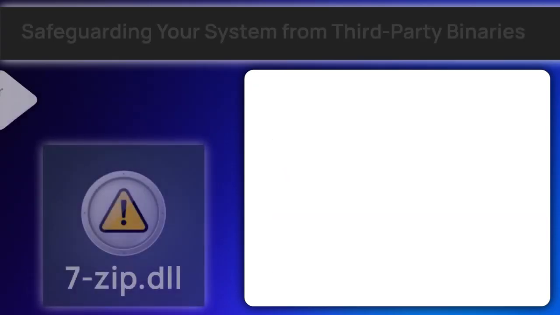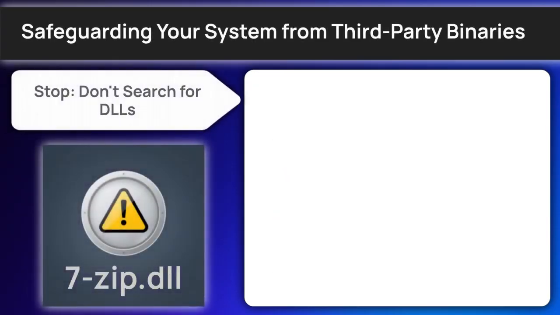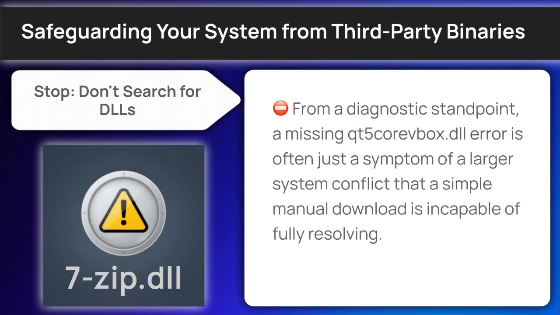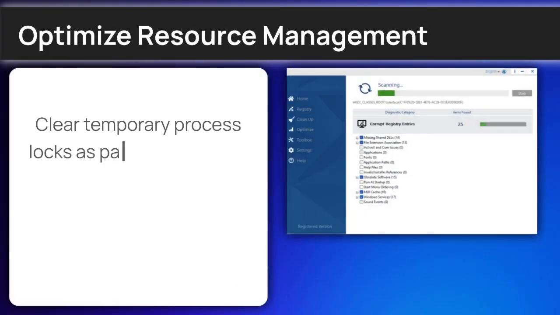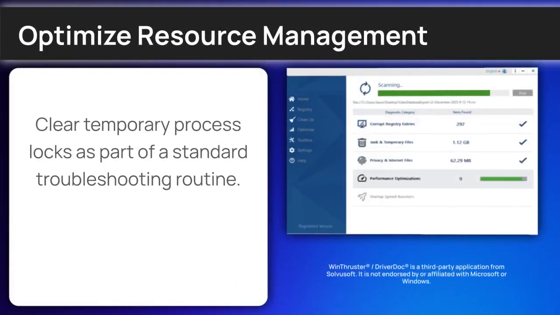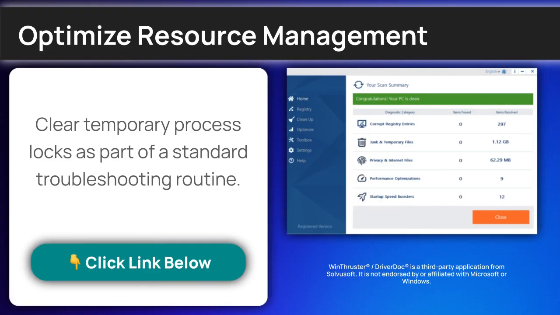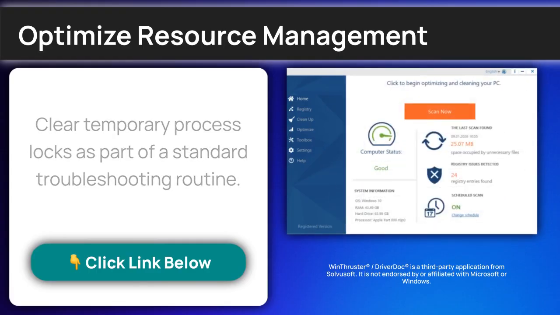Before you proceed, let's touch on the essential safety standards for handling shared library files. From a diagnostic standpoint, a missing 7-Zip library DLL error is often just a symptom of a larger system conflict that a simple manual download is incapable of fully resolving. For a comprehensive approach to system health, I recommend incorporating a verified maintenance protocol into your routine. The diagnostic maintenance tool linked below offers background information for scanning 7-Zip library-related issues.